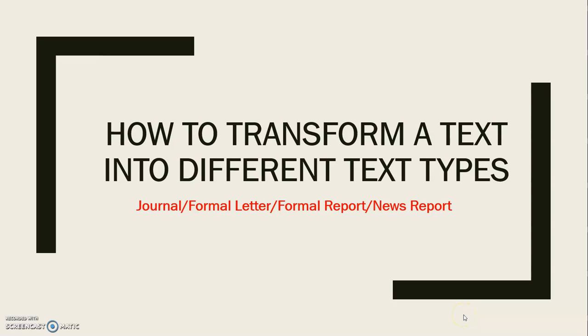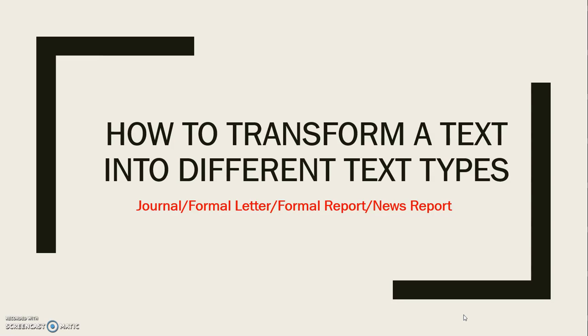Hello everyone, I'm once again here with Cambridge AS Level English Language course. Today's video is about how to transform a text into different text types. In this video, I will cover 4 different text types. These are journal, formal letter, formal report, and news report.